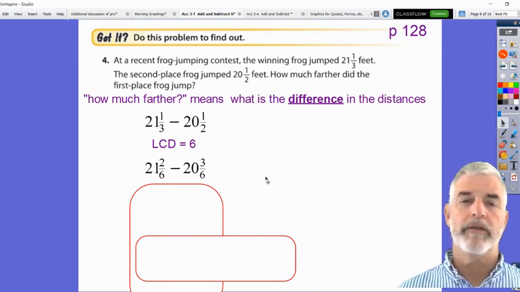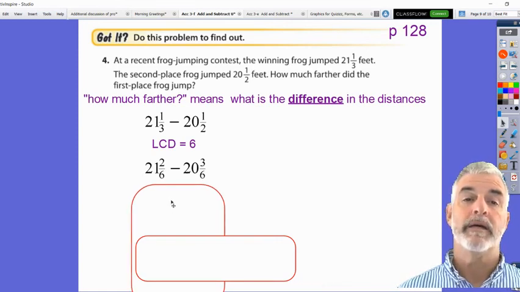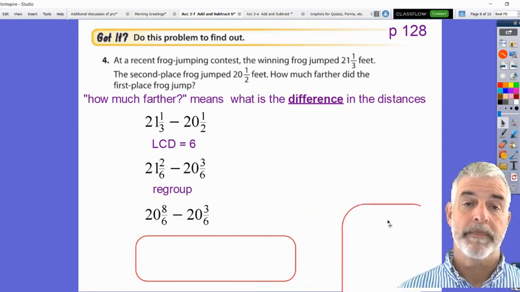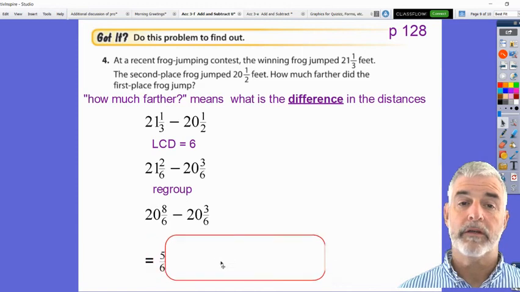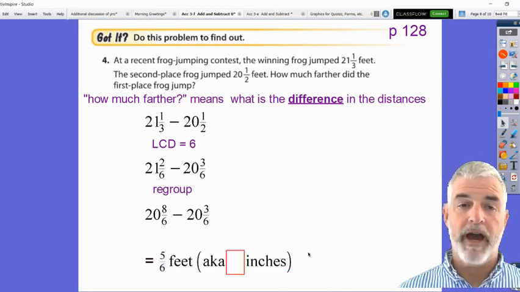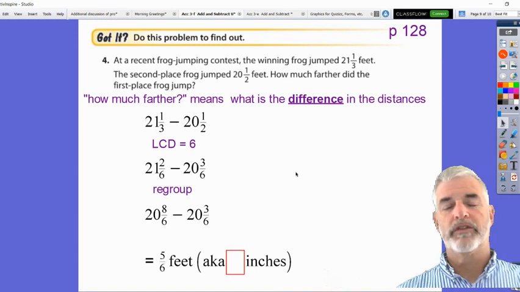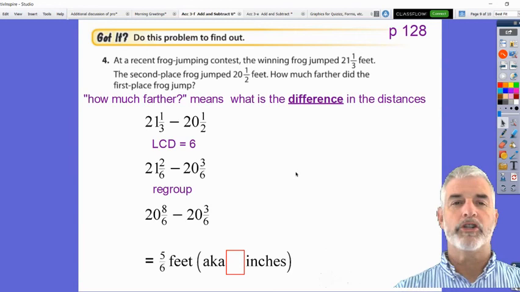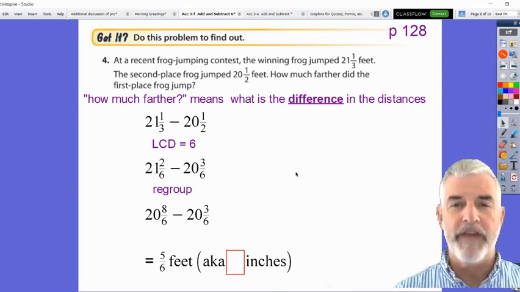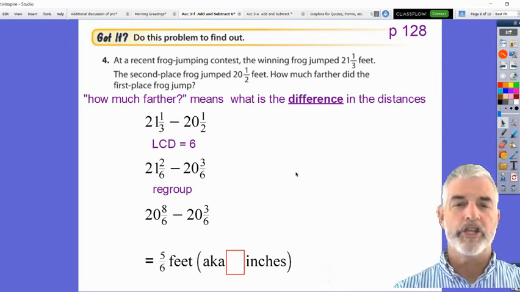21 2/6, I rewrite as 20 8/6. Now I can subtract 20 minus 20 and 8/6 minus 3/6, which is 5/6. So my answer is 5/6 feet, which no one would say in the real world. Okay. You said, the first frog outjumped the second place frog by 5/6 feet. No, you would say this in inches. And how many inches is 5/6 feet?